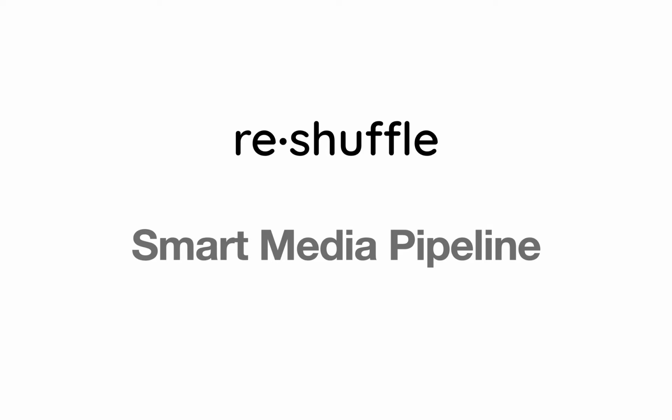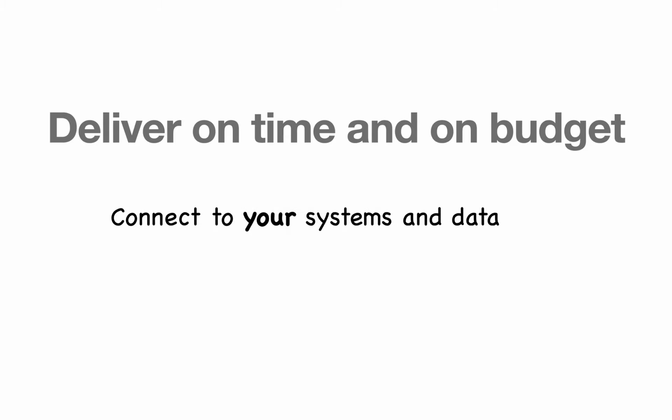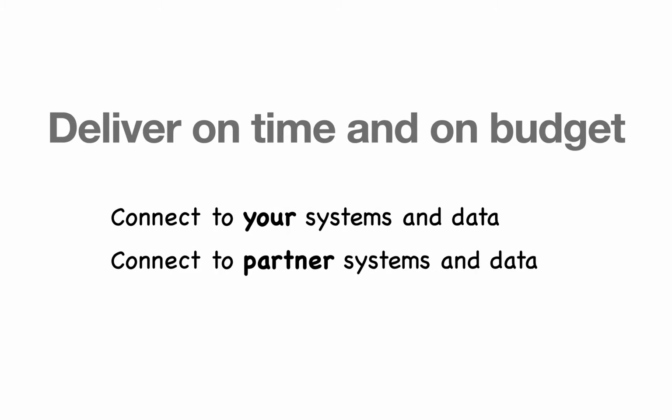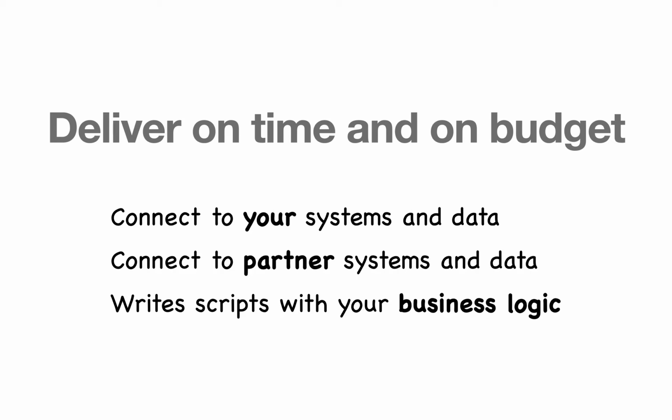Today we're going to use Reshuffle to build a smart media pipeline. Reshuffle lets you deliver on time and on budget by building on your existing systems and data. We connect to your systems, we connect to your partner systems, and we let you encode your business logic in a series of scripts that responds to events happening in the different systems and can apply actions to the different systems.